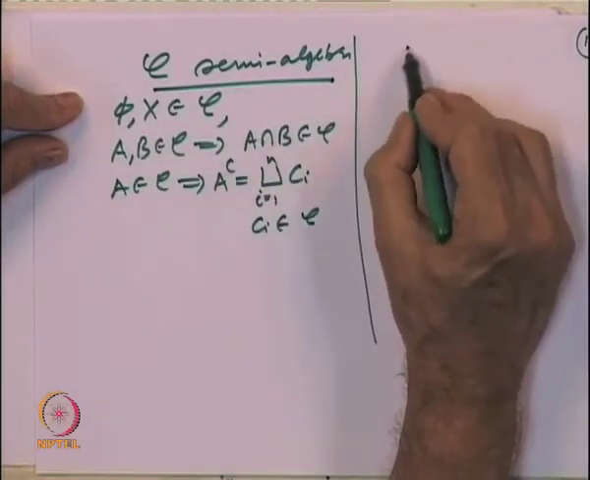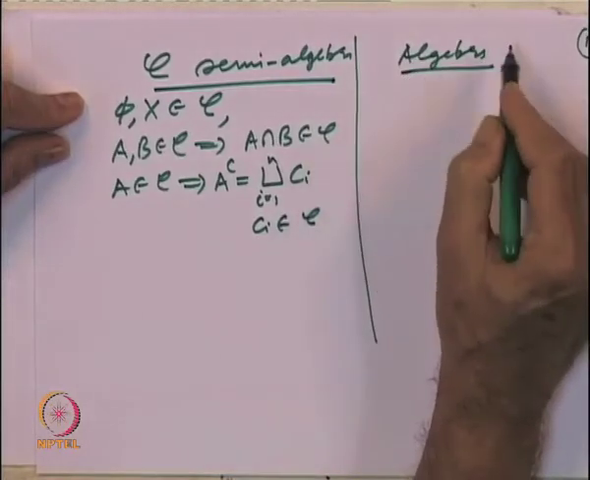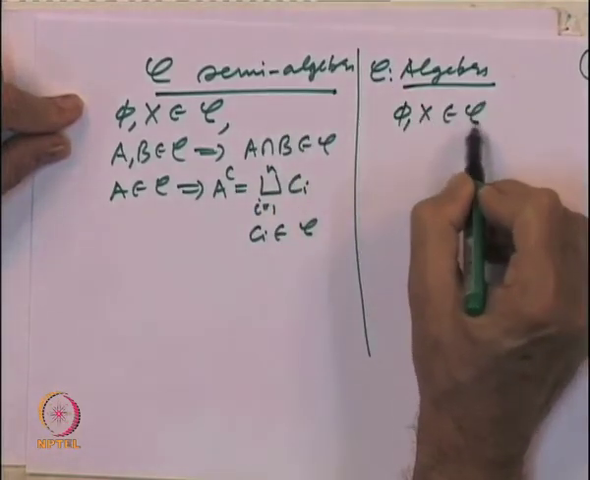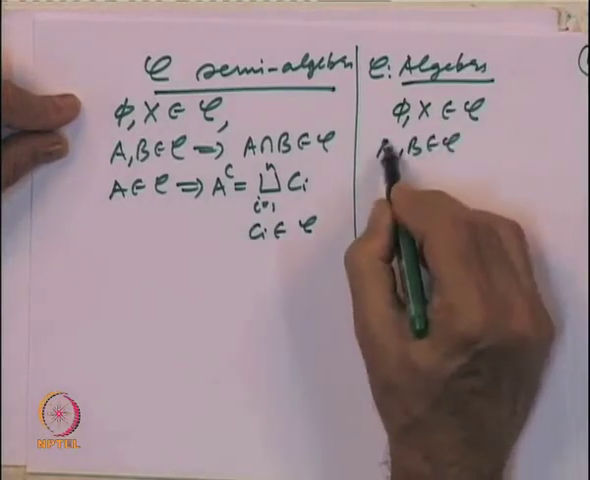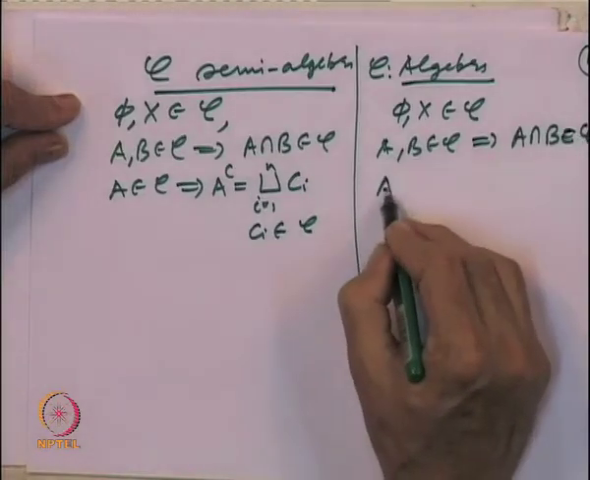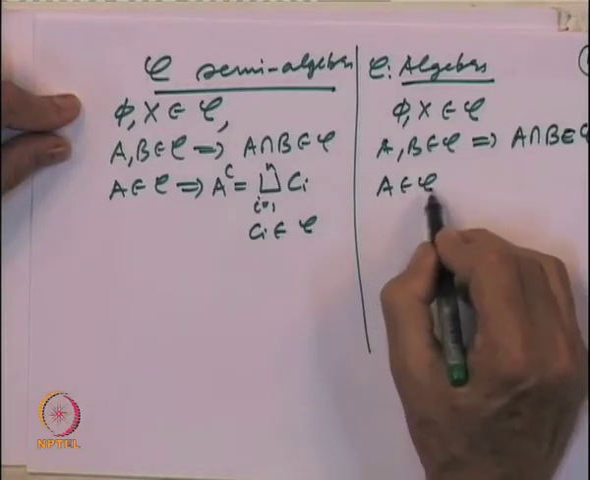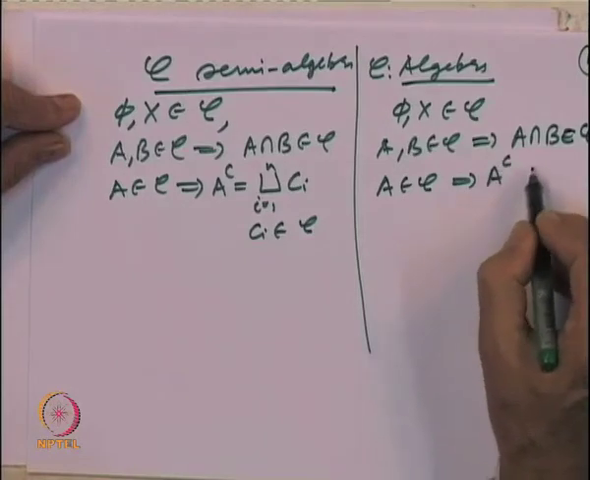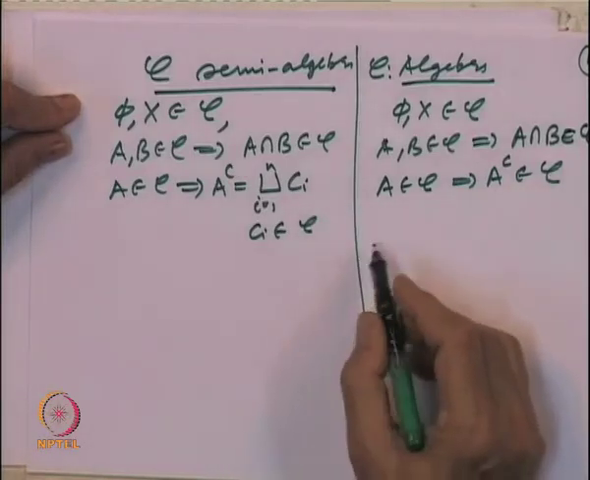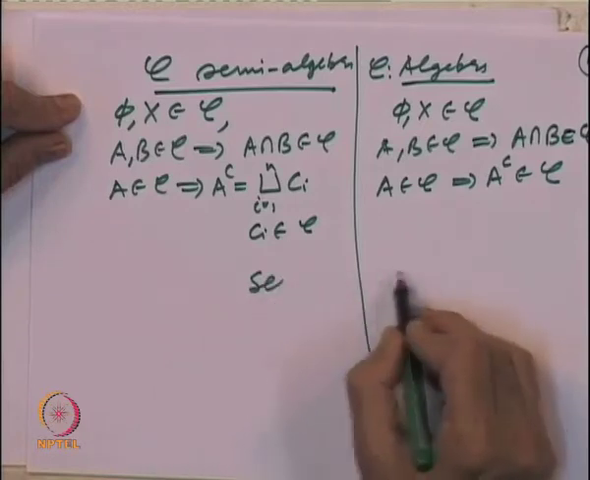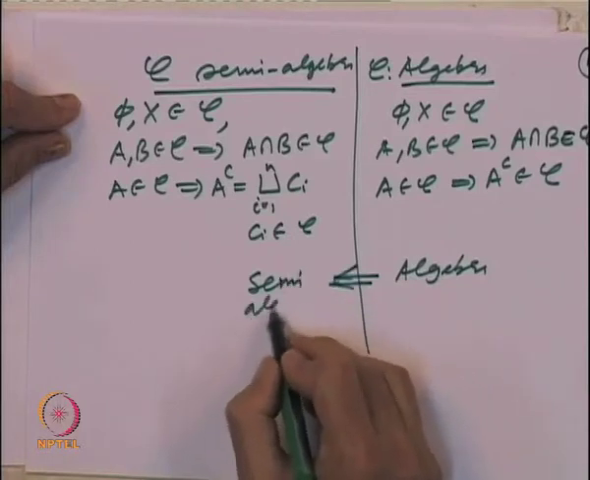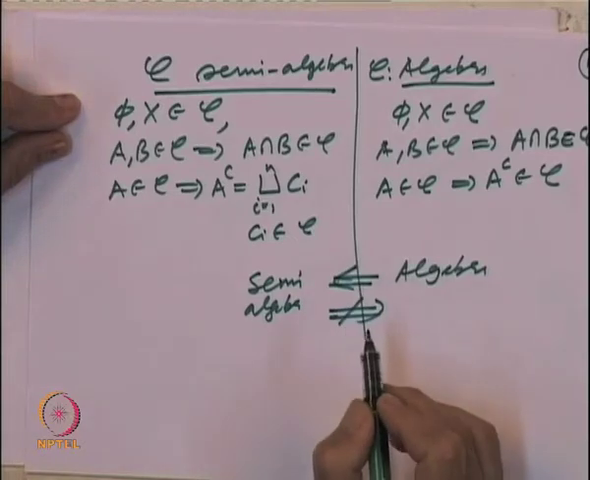Then we define what is called an algebra. A collection C is called an algebra if the first property is as it is: the empty set and the whole space belong to it. A and B belonging to C should imply that it is closed under intersections, that A intersection B also belongs to C. And now, we have something stronger. Instead of just saying that for A belonging to C its complement is representable, actually we want that this complement also belongs to C. So, this is a stronger property. So, an algebra implies a semi algebra, and the converse need not be true, as we had said.